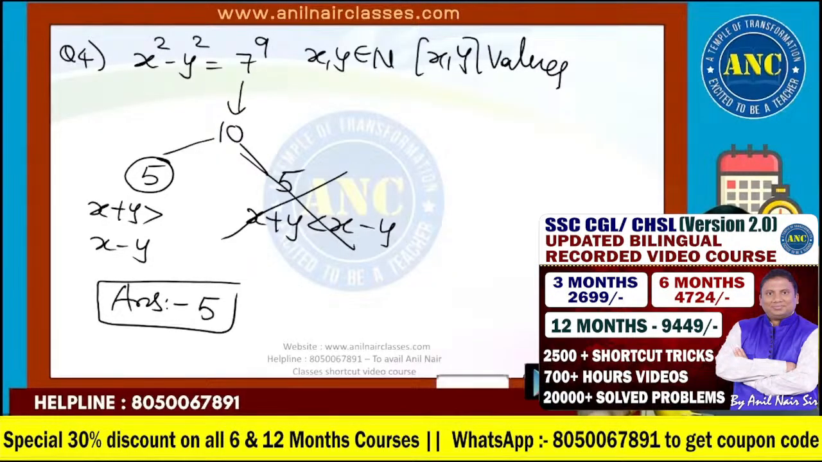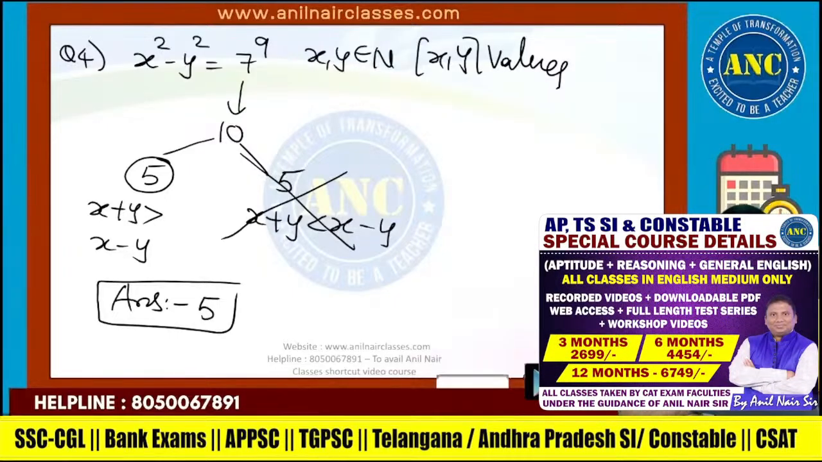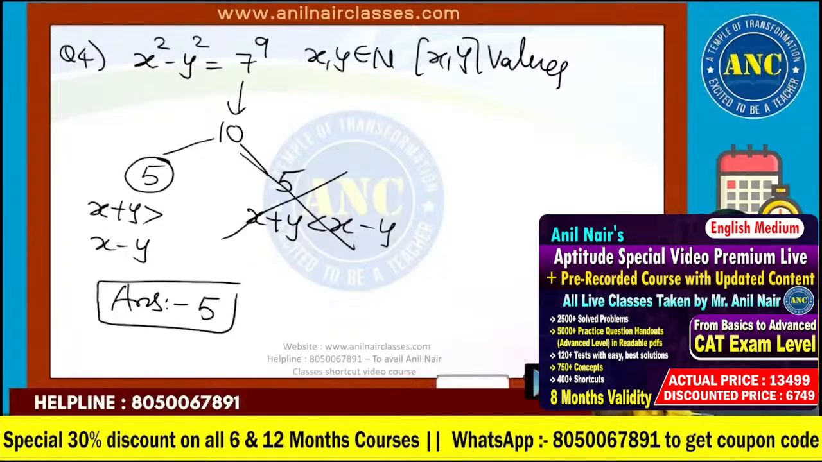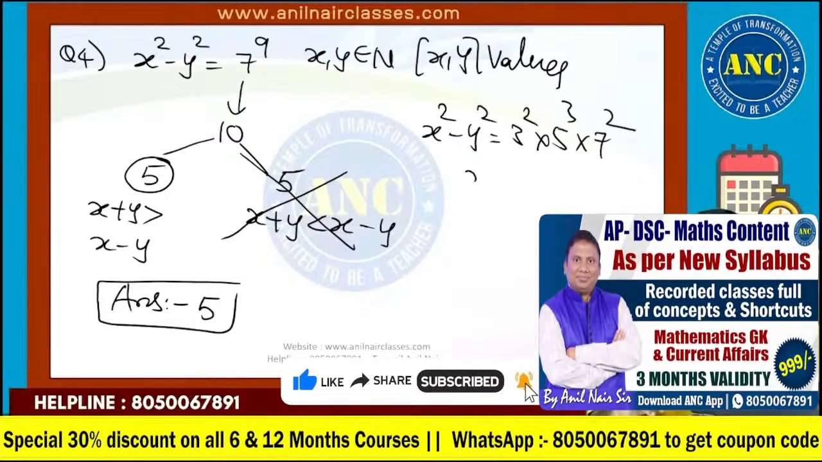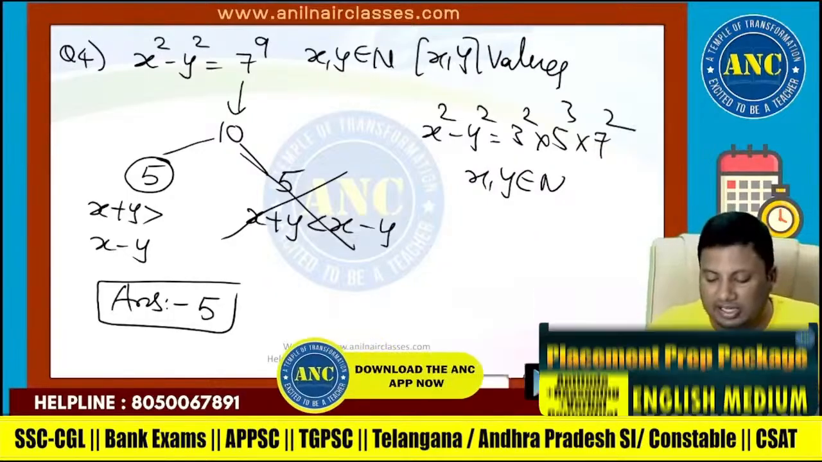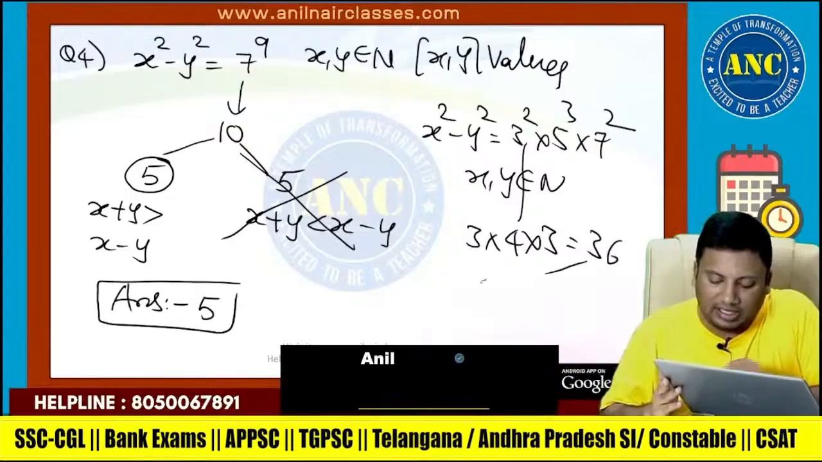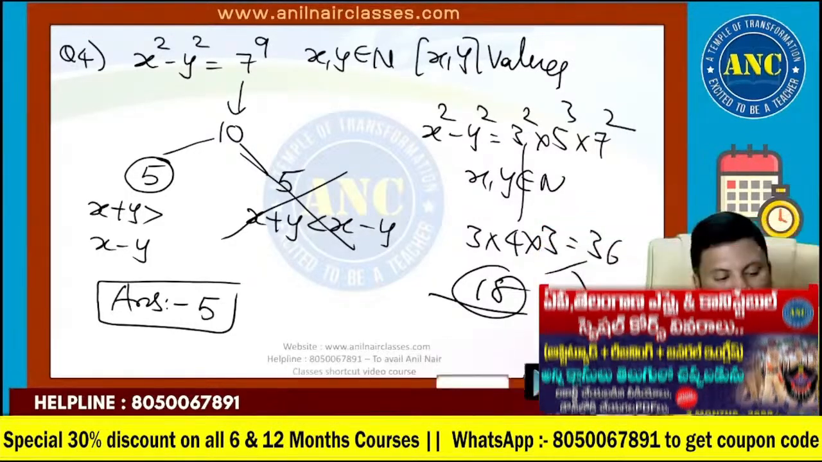Idea is clear, because if the power is an odd number, I will get even factors, so equal distribution. Suppose please solve this question orally: 3 square into 5 cube into 7 square. x and y natural numbers, natural numbers only we are discussing. So here it is 3 into 4 into 3, 36, 18 here, 18 here. Answer is nothing but 18. Idea is clear, right?